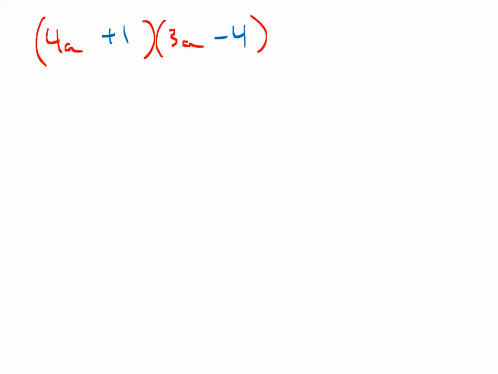So when we get to the last one here, as we multiply that out, you get yourself a negative 13a. And that's exactly what we need for the middle.